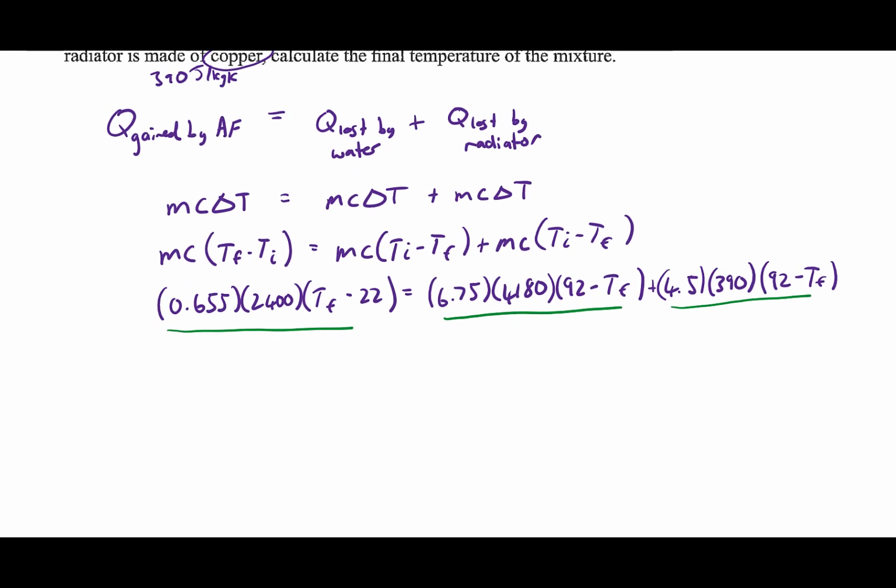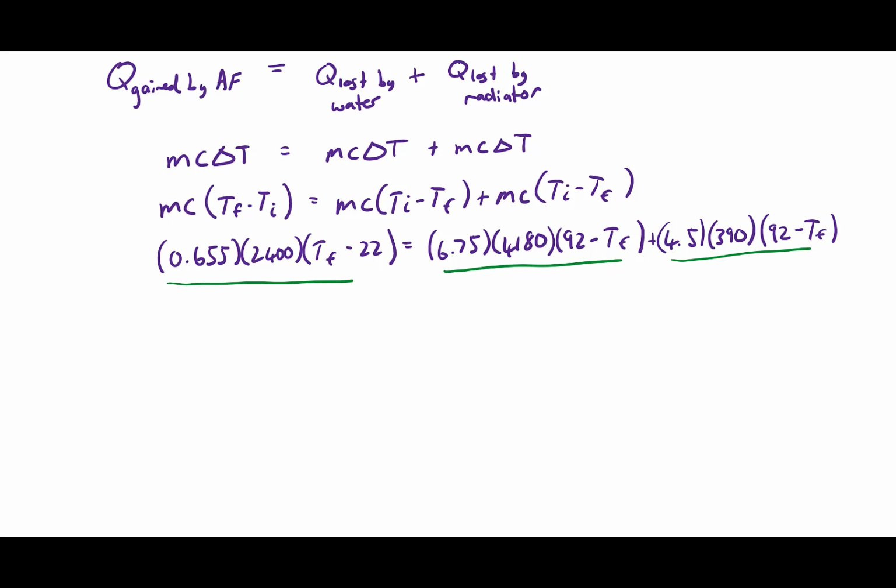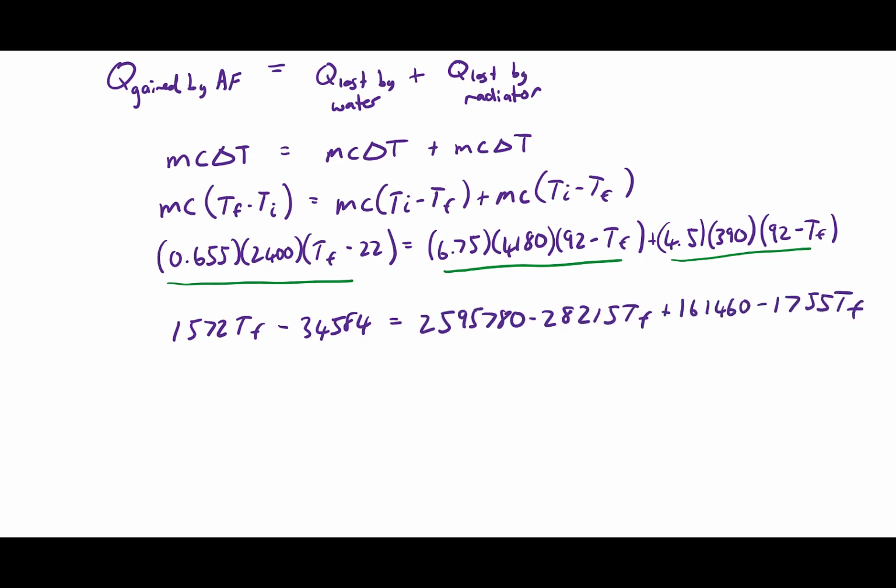So this is where it gets pretty annoying, really, is you now need to expand this out. So I'm going to do 0.655 times 2,400, and that's going to be, I've got it here, 1572 TF, right? And then I'm now going to expand it out, and I end up, if I multiply that value by 22, I end up minus 34584. Okay, so now I need to do that same thing with these two as well. So it's going to be a lot of terms, and they should look a bit like, I'll write them in now. Okay, so that's all expanded out.